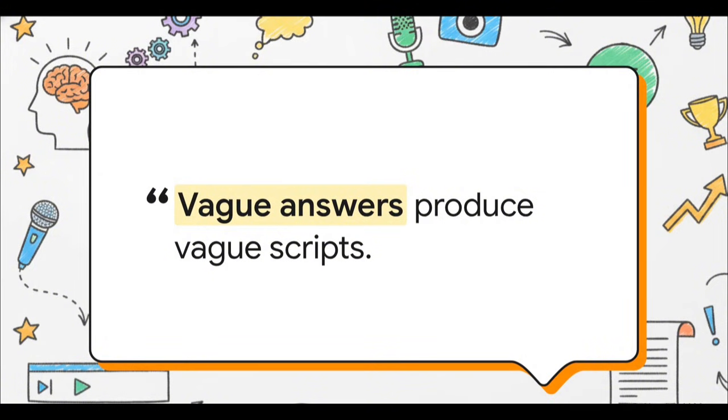Let's look at a hypothetical example of exactly how not to answer this. Say the AI asks who the video is for, and you type, anyone who wants to grow on YouTube. Right there, you're shooting yourself in the foot. But this is what most creators mistakenly tell AI. It is way too broad.